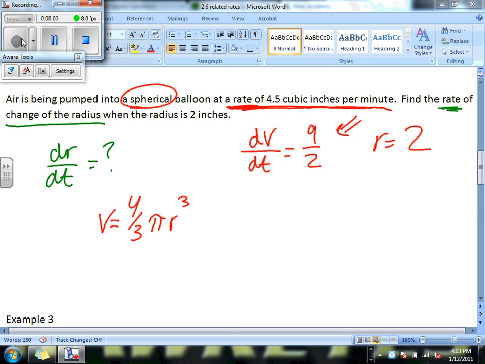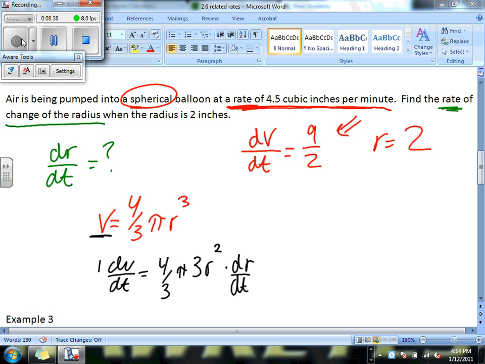So let's take the derivative with respect to time t. When I take the derivative of V, it's going to be 1 times the derivative of V with respect to time t, so dV/dt. And then 4/3 is just a constant. Pi is just a constant. It's multiplied by this r cubed here. So I have 4/3 times pi times, I bring my 3 down, decrease the power by 1. But I remember I'm taking the derivative with respect to t, so I need to multiply by dr/dt.